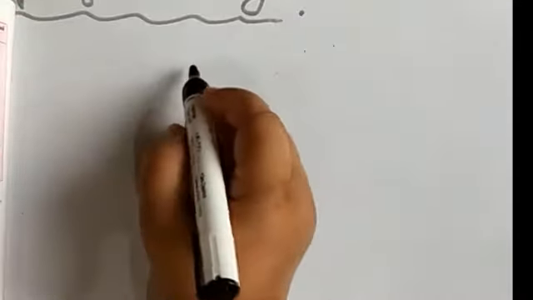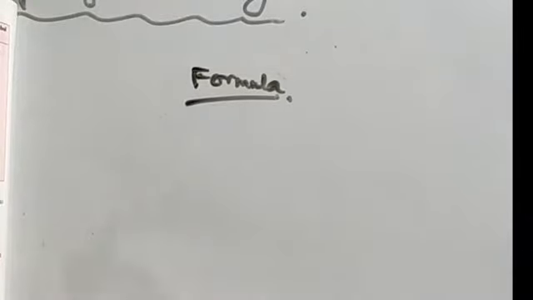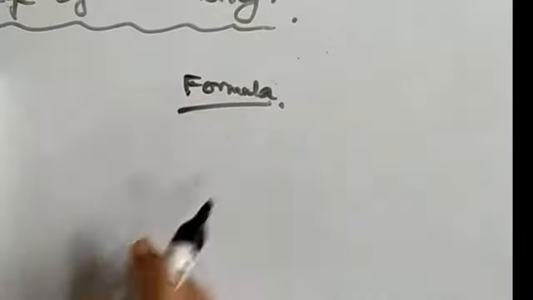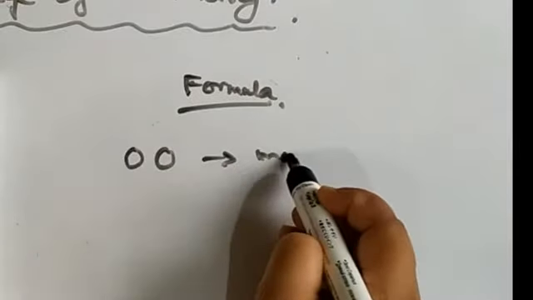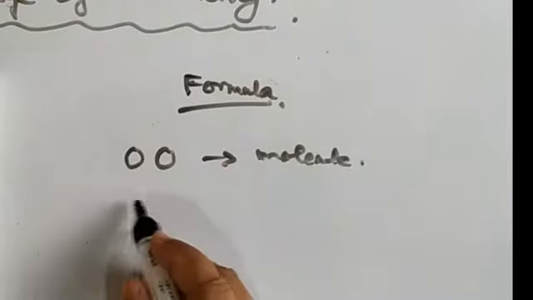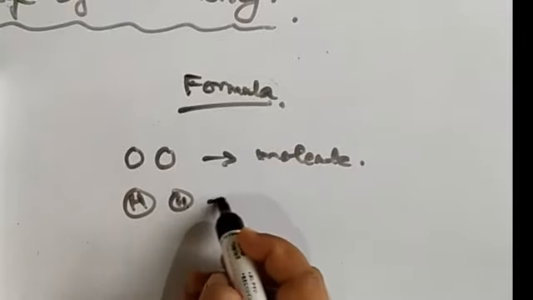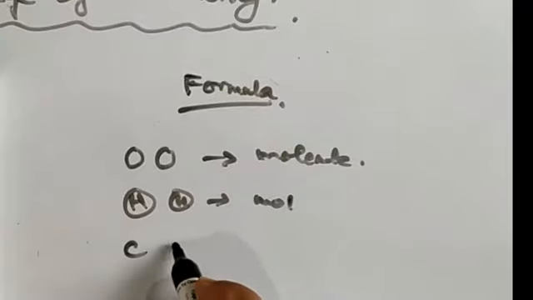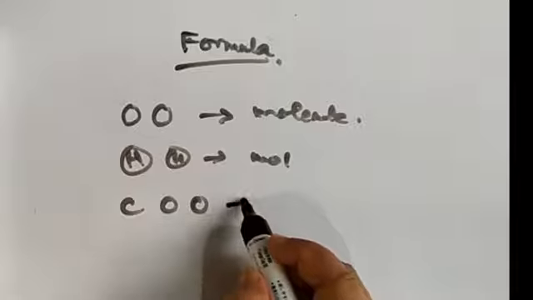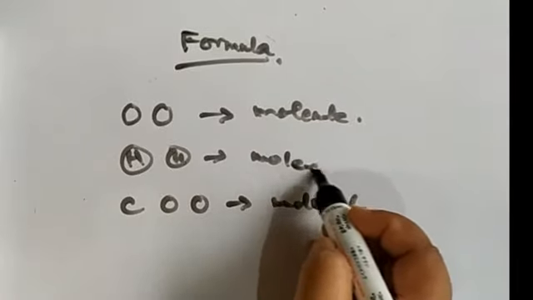Let us talk about the next one, that is the formula. Now formula is the next abbreviation I am talking about. When atoms combine, they make a molecule. Now a molecule can be, if I make two H atoms combine together, they make a molecule. If I make C and 2O, they also combine and they also make a molecule. So both are molecules. Are they the same in every respect?